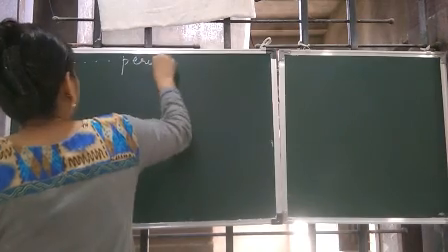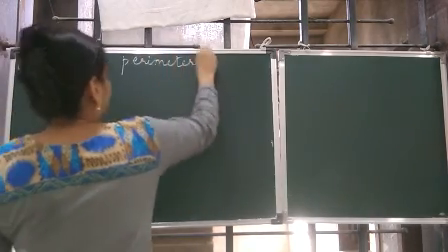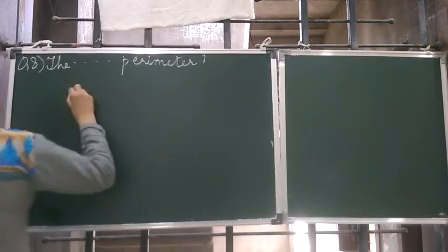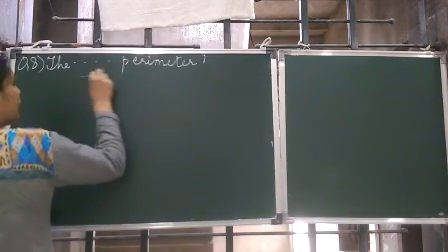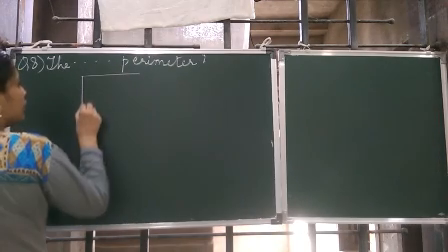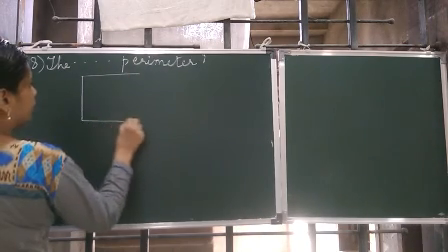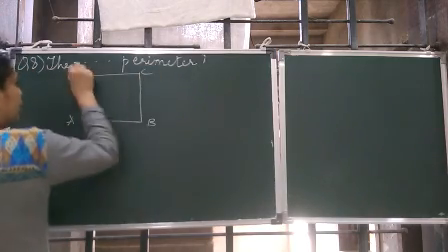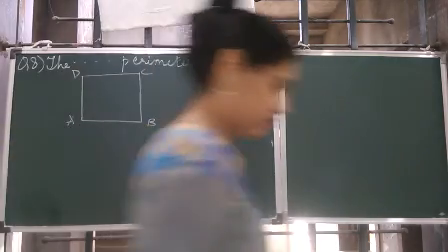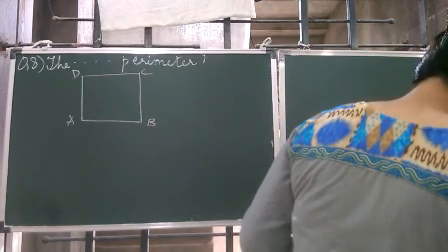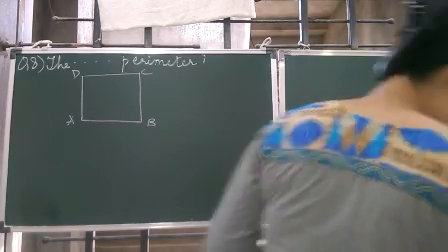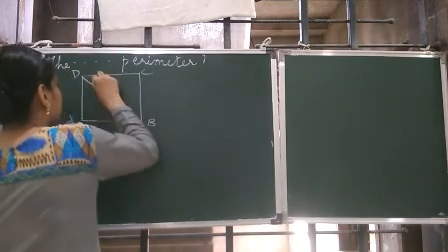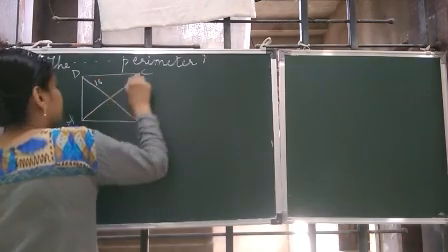It's a rhombus. So let's make a rhombus, all sides equal. This is a rhombus. Let's mark it A, B, C, D. Then the diagonals are given as 16 and 30. So suppose this is 16 centimeter and this is 30 centimeter.